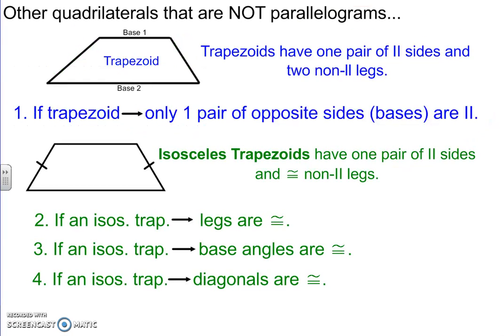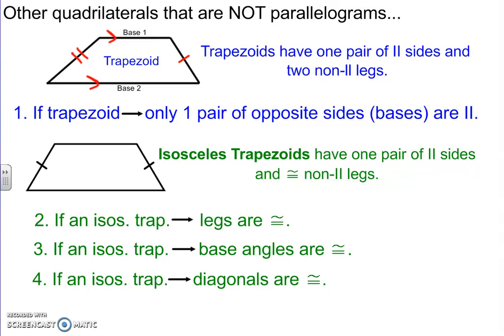Other quadrilaterals that are not parallelograms, and the reason they're not parallelograms is they don't have 4 congruent sides. First is a trapezoid, and this could be a regular trapezoid, sometimes a right trapezoid, depending. But what you have is one pair of parallel sides and 2 non-parallel. So if I sketch this here, base 1 and base 2 are parallel to each other, but the 2 side lengths aren't.